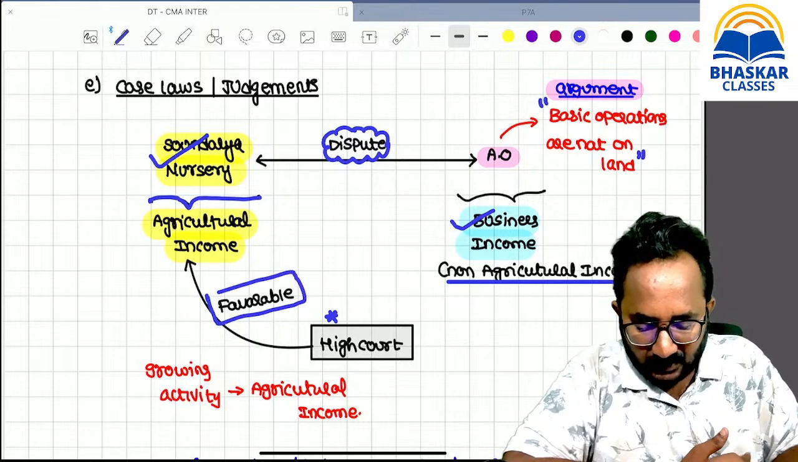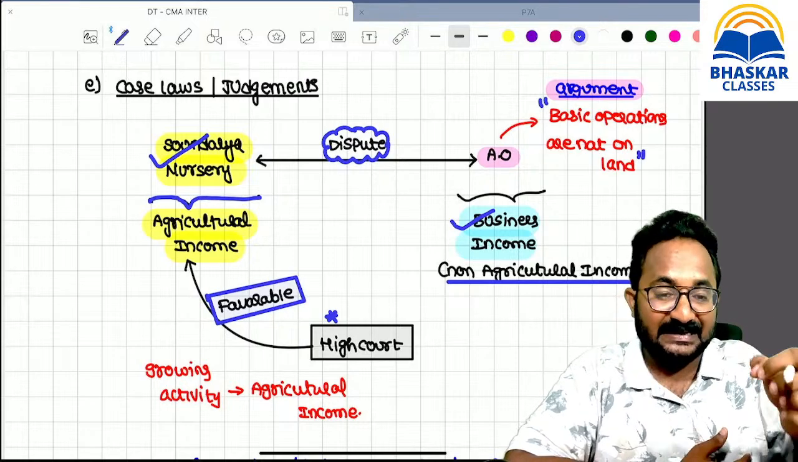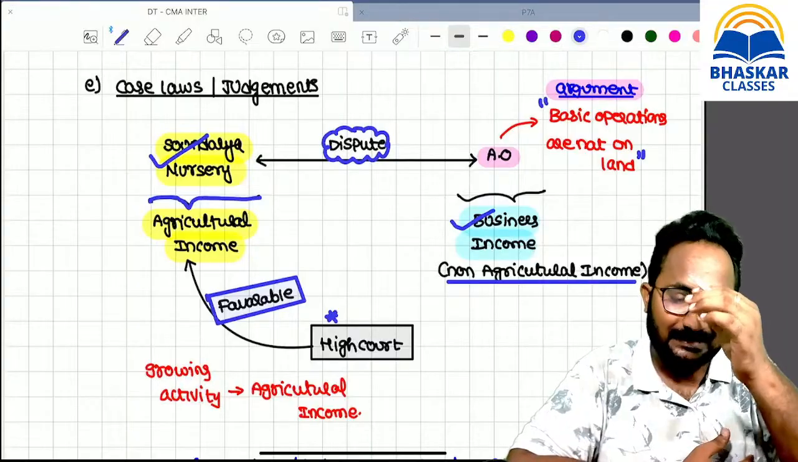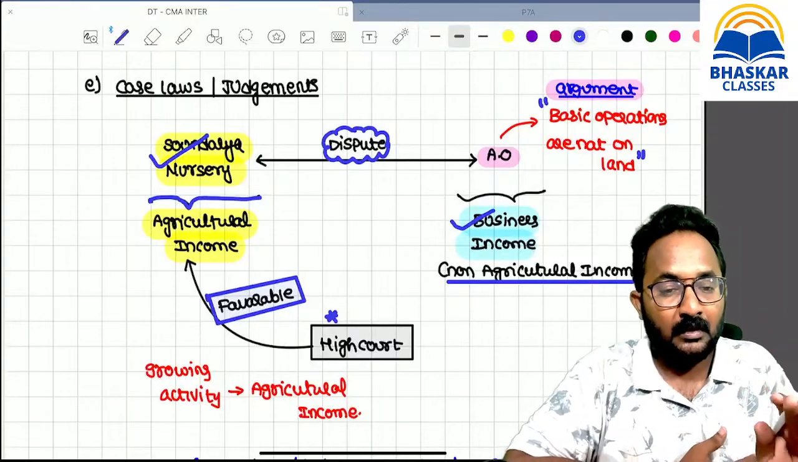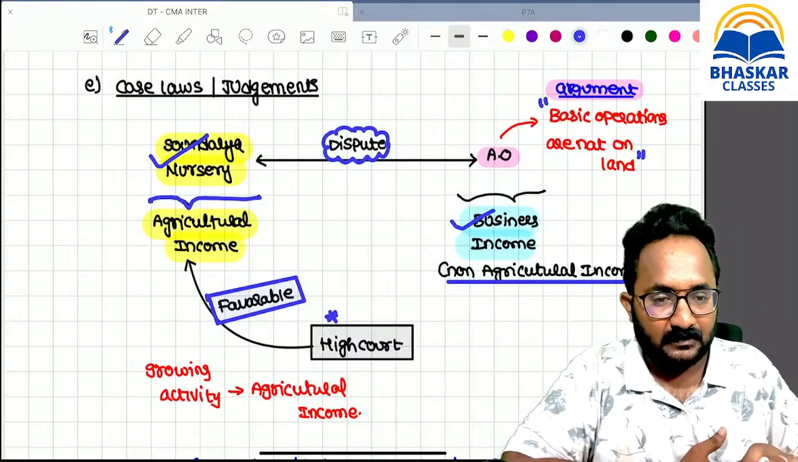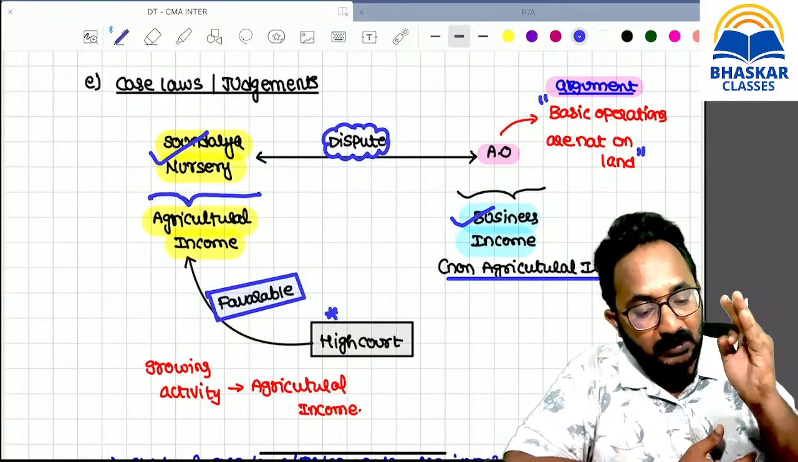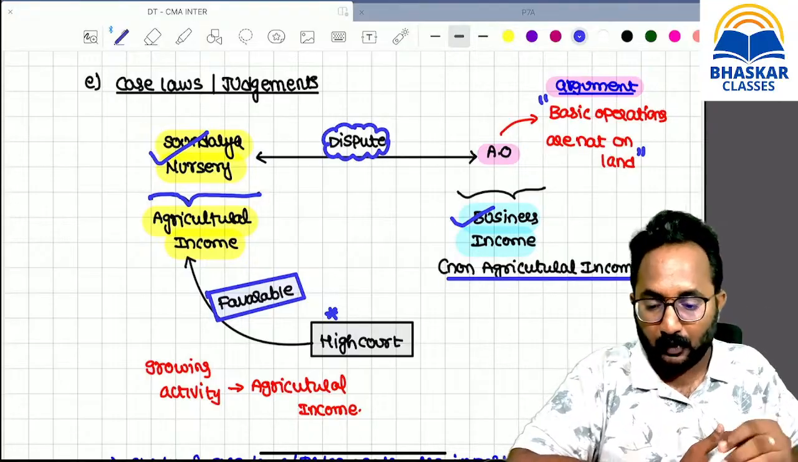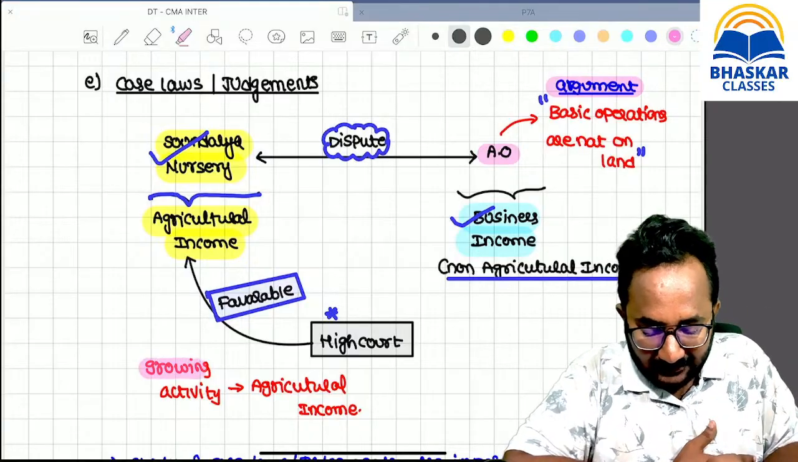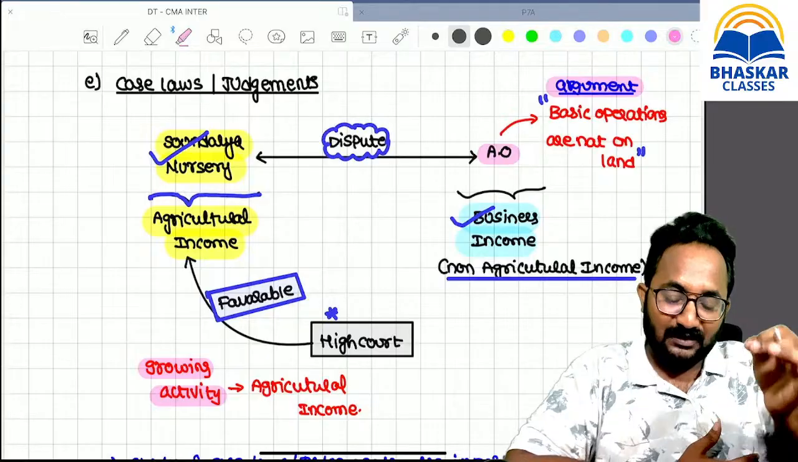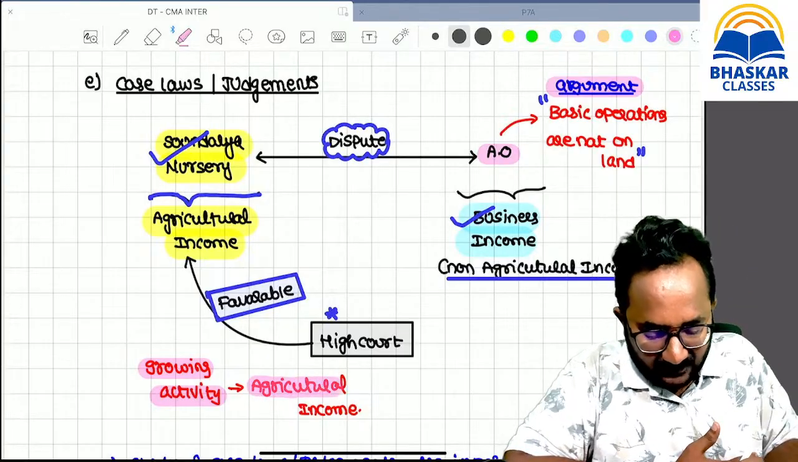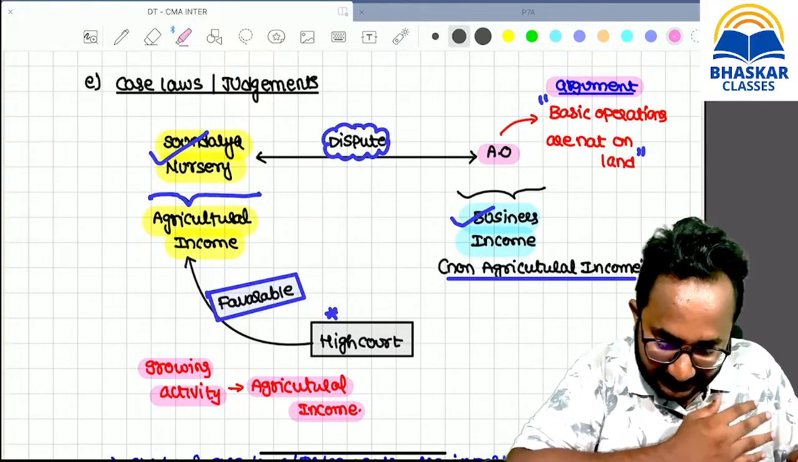Whether basic operations like seeding, sapling, watering, giving pesticides, etc. These are all called basic operations. Whether these basic operations are on land or not on land also, it is not an issue. If there is a growing activity, like a plantation, that itself can be considered as agricultural income.